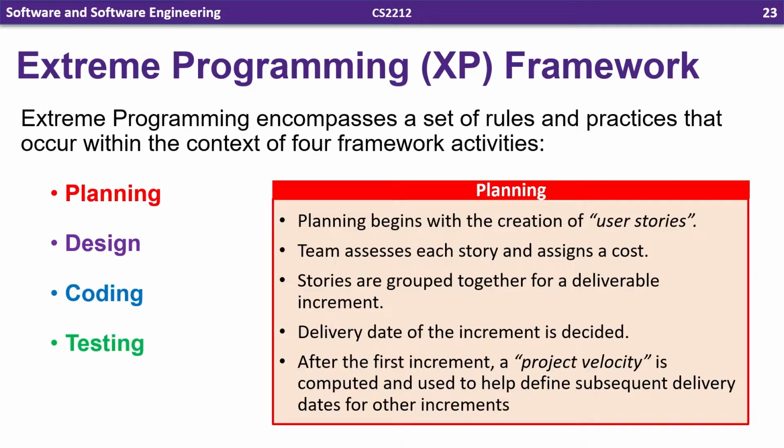So then the delivery date for the increment is decided. At first, that's usually just based on the cost from all the user stories that are going to be delivered in that increment. But then after the first increment is completed, a project velocity can be calculated, which makes that estimate more and more accurate each time. So we get a better idea of the delivery date each increment of the software.